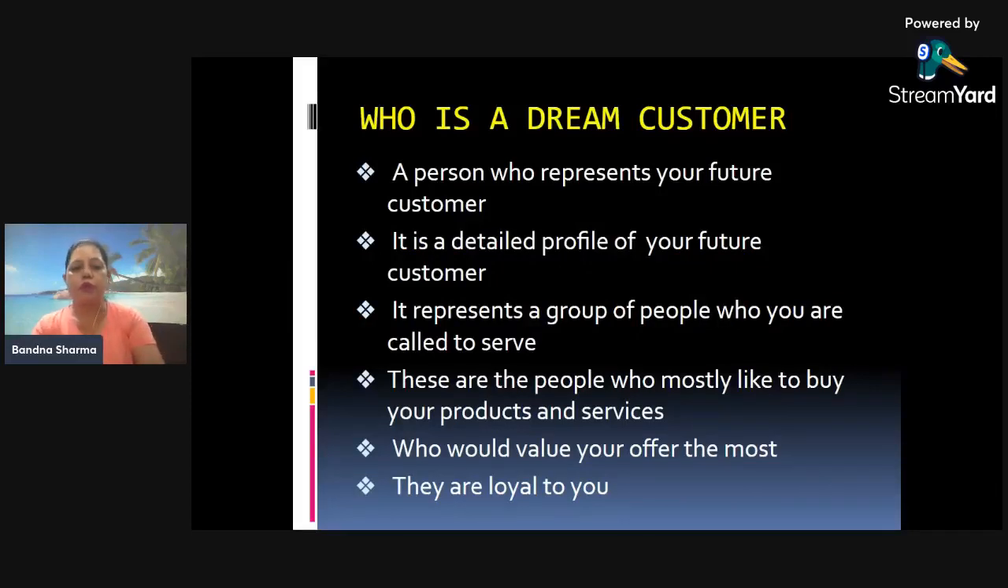Now, before going forward with how to identify your dream customer, it is very important to know who is a dream customer, right? Who is the person you can call your dream customer? So first thing is that a person who represents your future customer, that person can be called your dream customer, right? A person who represents your future customer, and it is a detailed profile of your future customer.